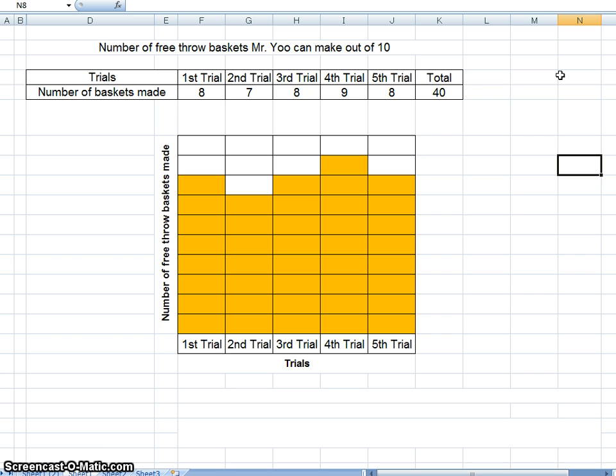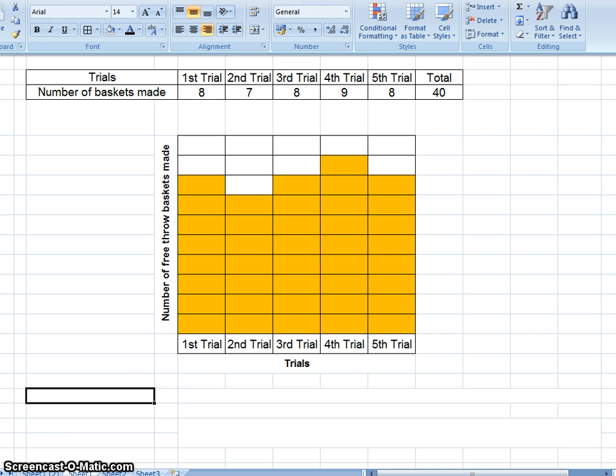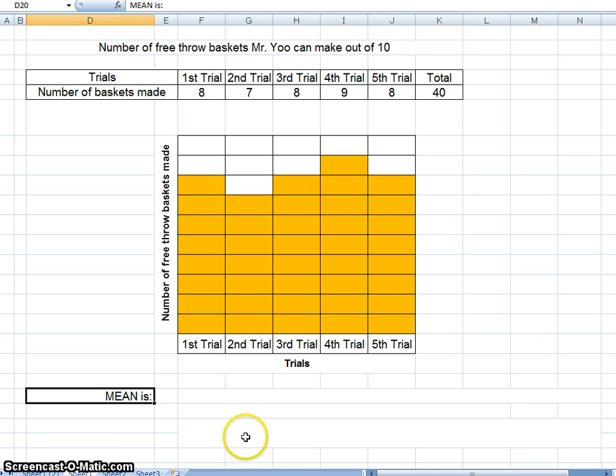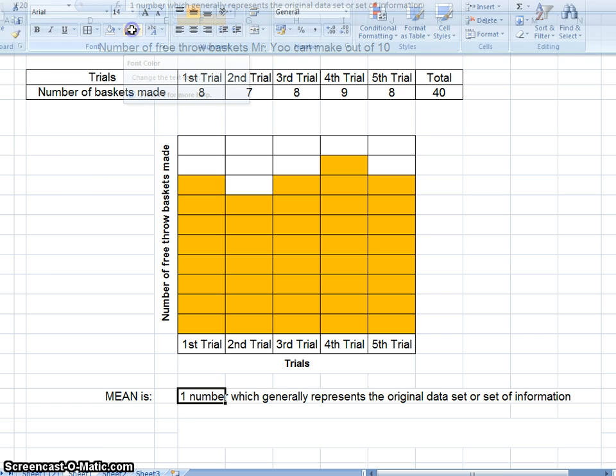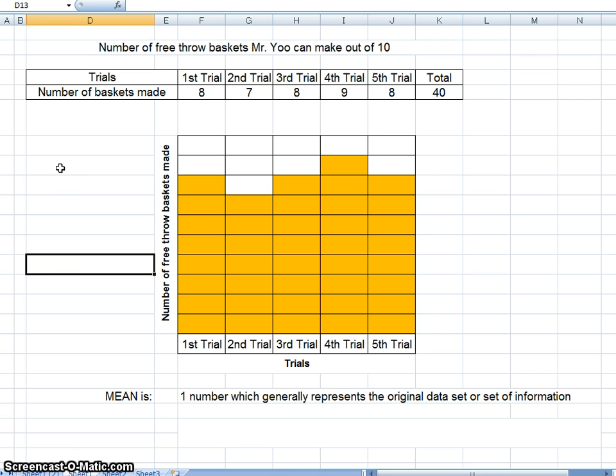Now, before I talk about how to find it, I just want to talk a little bit about that one number. There's a special name for that one number, and it's called the mean. So, this highlighted part, mean. Mean is that one number I'm talking about. And the definition of mean is one number which generally represents the original data set or set of information.